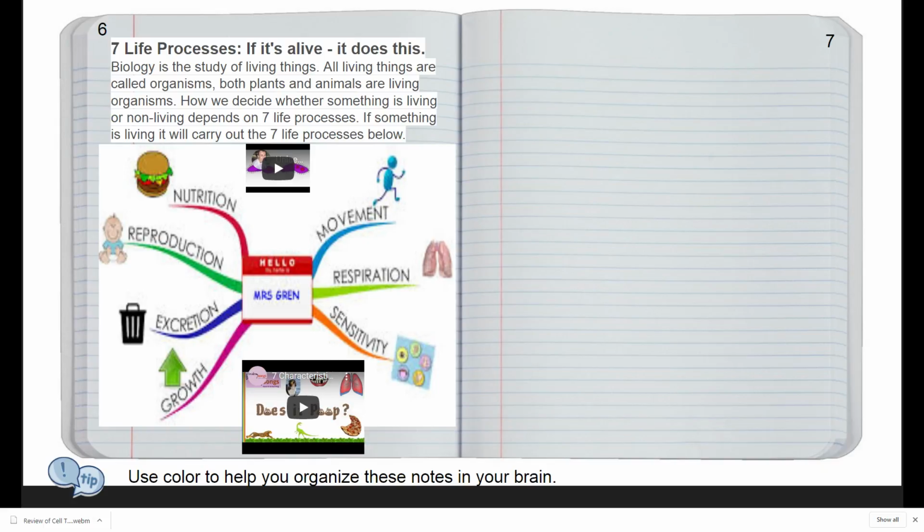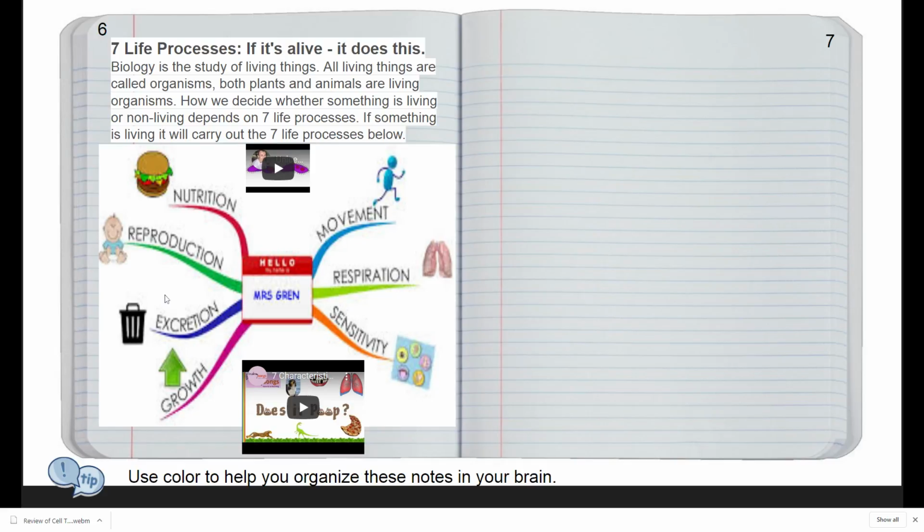The other thing that living organisms do is that they reproduce, they make more of themselves. If they didn't, then that organism would eventually die out. So reproduction is important in order to keep whatever that species, whatever that type of organism is, continue to survive.